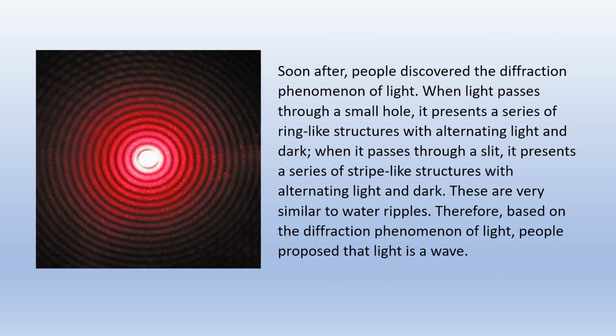Soon after, people discovered the diffraction phenomenon of light. When light passes through a small hole, it presents a series of ring-like structures with alternating light and dark. When it passes through a slit, it presents a series of stripe-like structures with alternating light and dark. These are very similar to water ripples. Therefore, based on the diffraction phenomenon of light, people proposed that light is a wave.